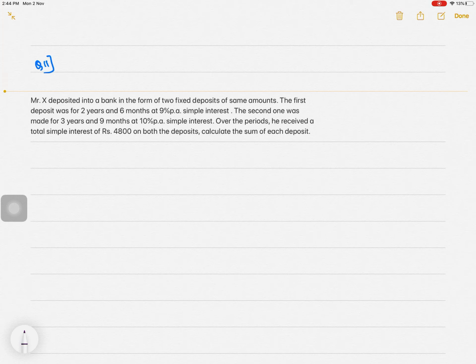Okay, you have to calculate P, and P is the same in both the cases, right? Mr. X deposited into a bank in the form of two fixed deposits the same amount. That means same amount means P is the same for both the cases. So interest on first deposit will be P into N into R, right?